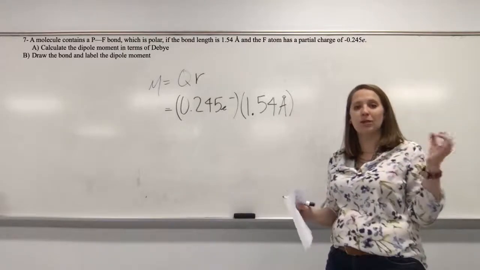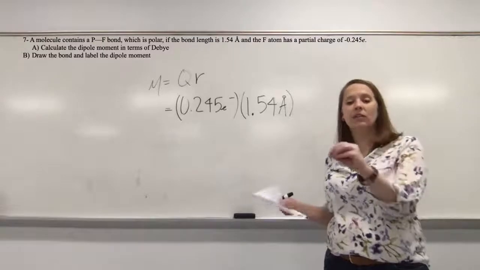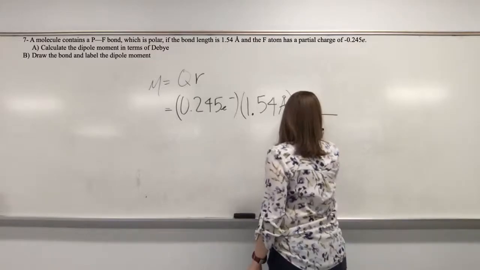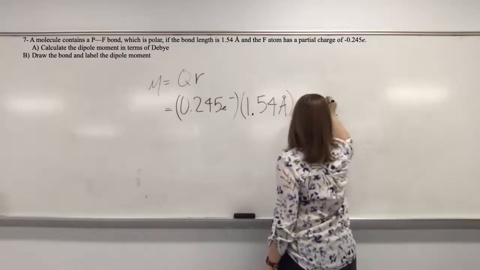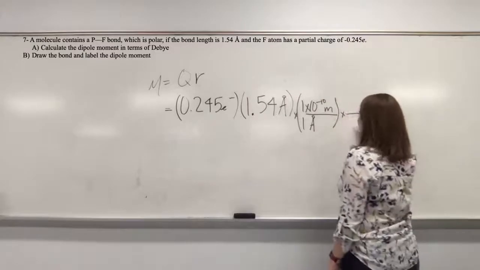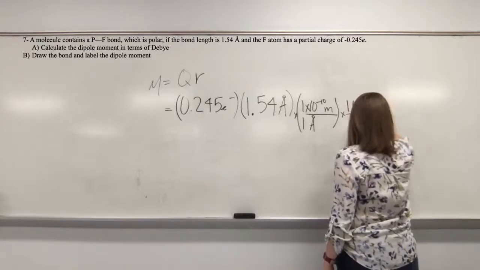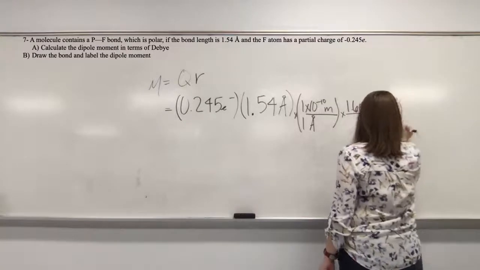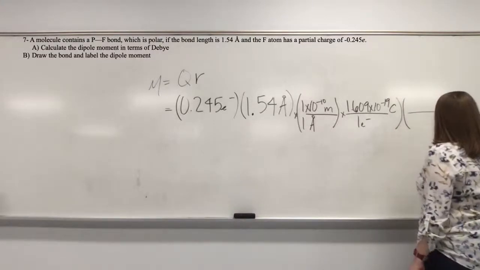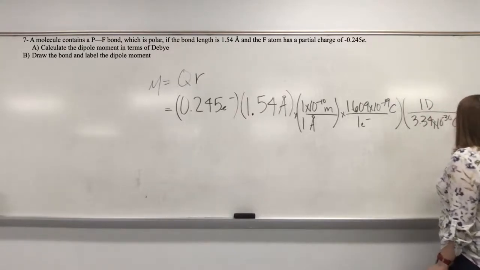However, it asks for it in terms of Debye. So electron angstroms is not the same thing. So we need to add in a series of unit conversions. We are going to convert angstroms to meters. So 1 angstrom is 1 times 10 to the negative 10 meters. And then we're going to convert electrons to coulombs. So 1 electron is 1.609 times 10 to the negative 19 coulombs. That's the charge on an electron. Then we're going to multiply that by 1 Debye equals 3.34 times 10 to the negative 30th coulomb meters.